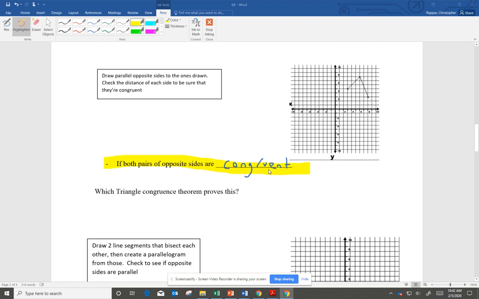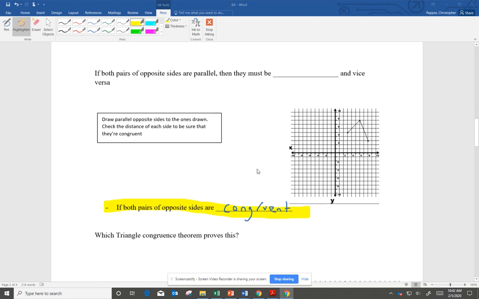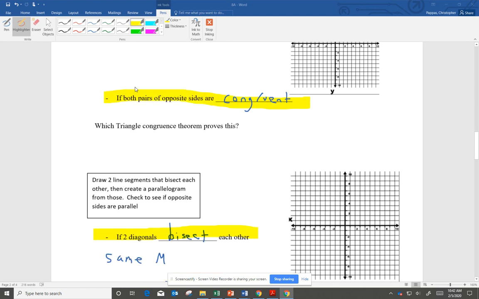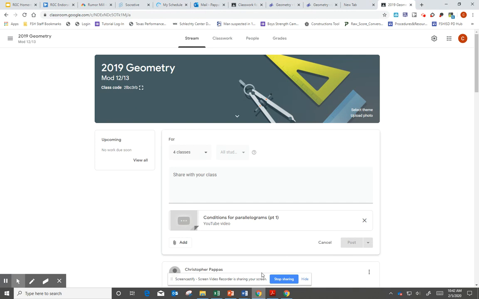Okay, second part of conditions for parallelograms here. I want to do a couple quick proofs on the last three things. Okay, so if both pairs of opposite sides are congruent, we can say that the shape is a parallelogram. I'm going to show you here on GeoGebra why that's the case.